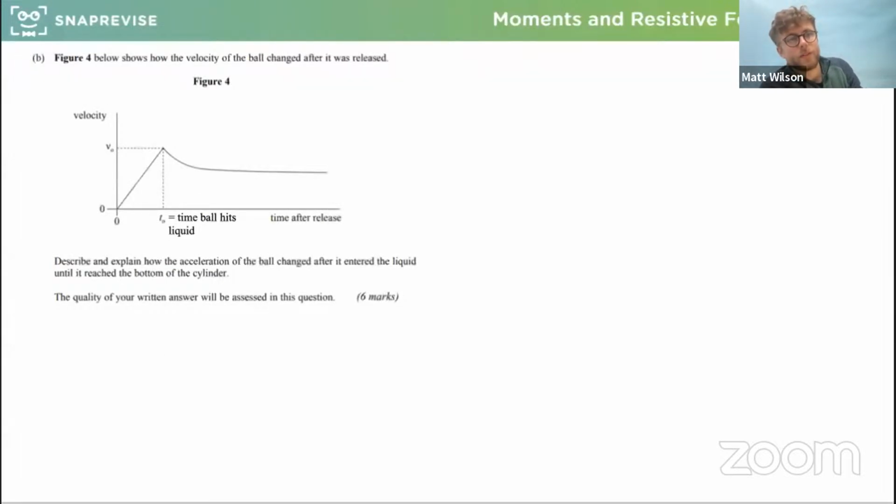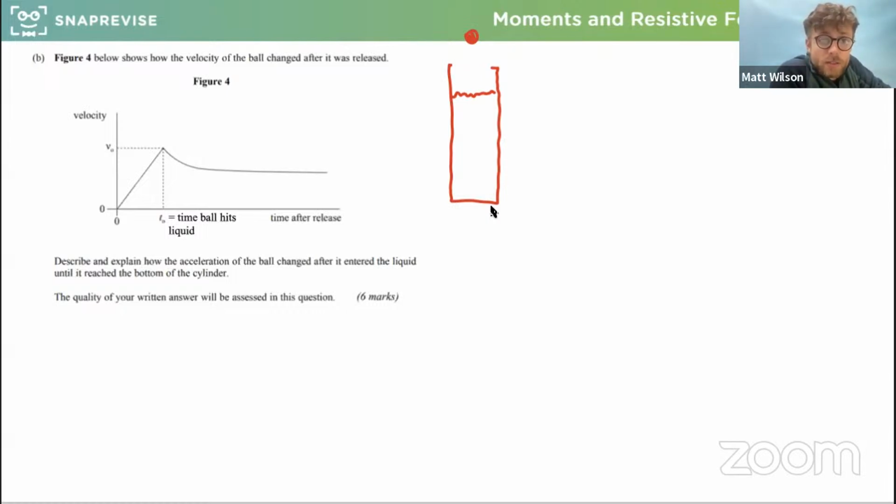Now we're ready for the question. And maybe just before we start, I think it's good to redraw the diagram since it's not here. We had the liquid, we had the ball. The ball was going to fall a bit through air and then a bit through liquid. Figure 4 shows how the velocity of the ball changed after it was released. Again, we have a graph here, and at first look, it looks kind of complicated. It's got definitely qualitatively different bits in it. So we're asked to describe and explain how the acceleration of the ball changed after it entered the liquid until it reached the bottom of the cylinder.